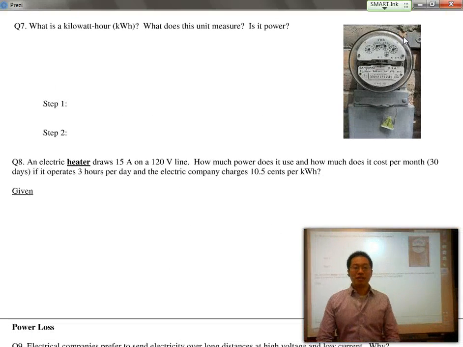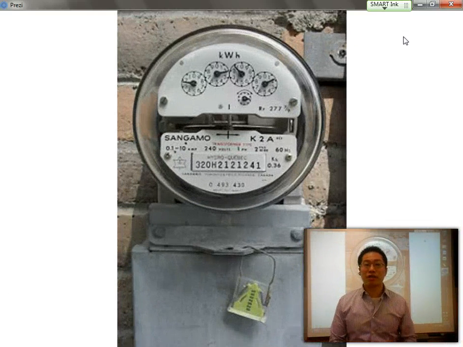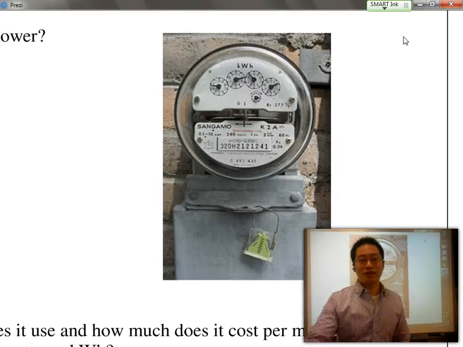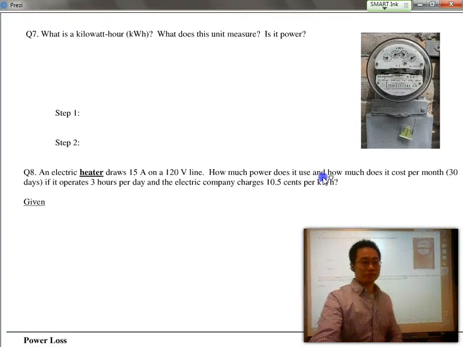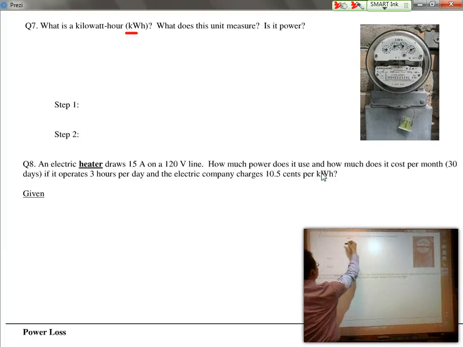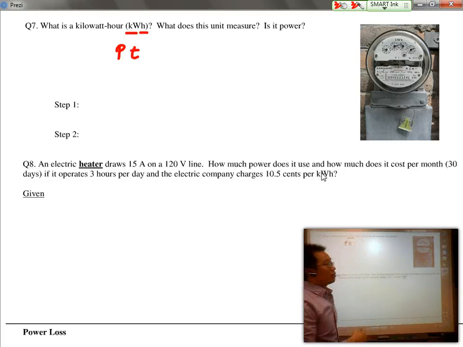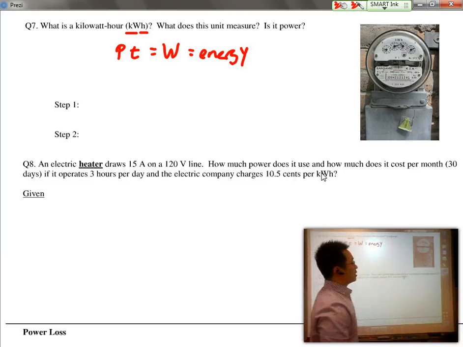Okay. And the last thing we're going to talk about today is the kilowatt hour. The reason we're talking about the kilowatt hour is because if you go outside your home, there's an electric meter that says kilowatt hours. So I want you guys to understand, what does that actually mean? What does this unit measure? Well, kilowatt, of course, is a unit of power. Hour is a unit for time. Kilowatt hour is really just a unit of energy. So I know the word watt is in there, but it actually means energy.